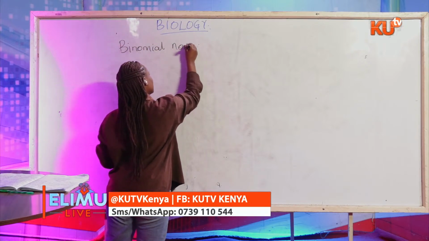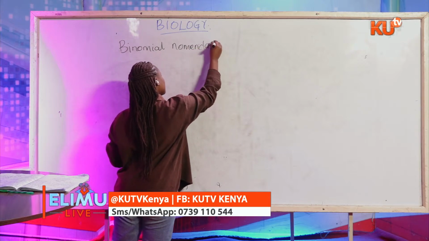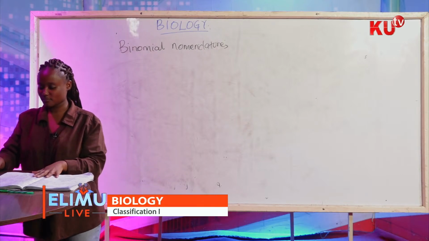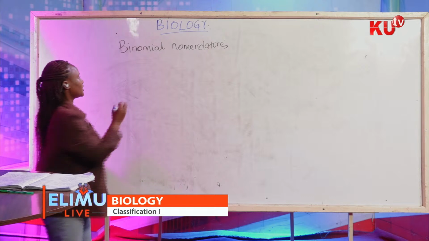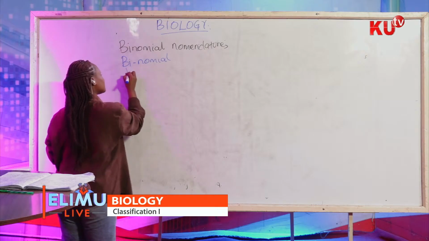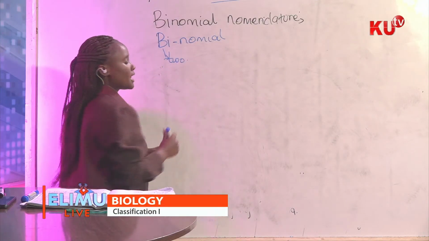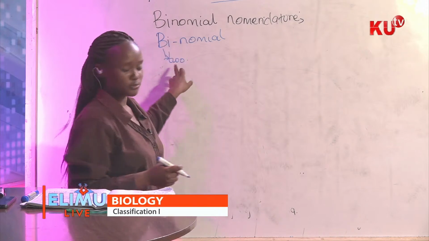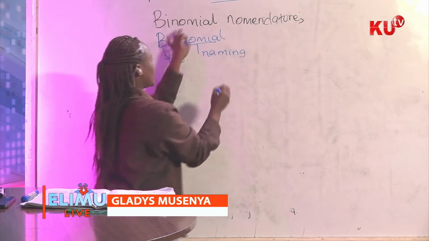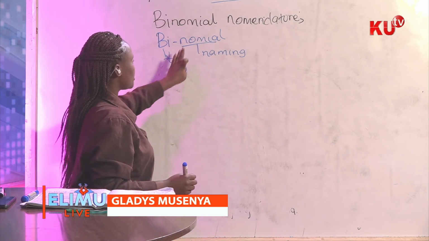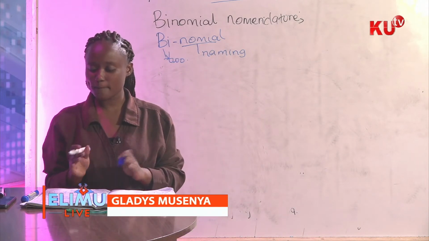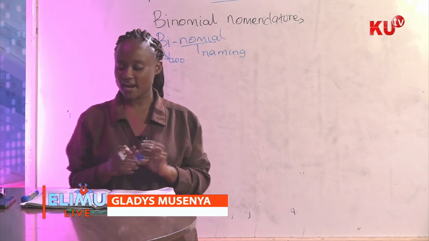Binomial nomenclature. So in binomial nomenclature, binomial. Bi refers to 2, and then nomial, this is naming. So binomial nomenclature, bi means 2, nomial means naming. And binomial refers to two-part naming system used to identify species.